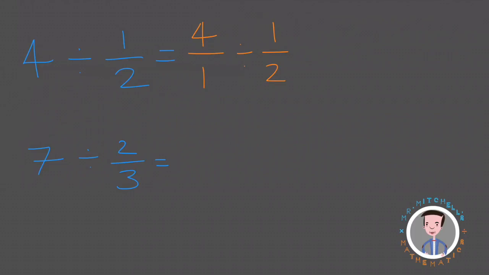And now what we do is we do 4 over 1 times, and now we flip the half, so it's 2 over 1. And this is a lot more straightforward because what we can now do is we can times the 4 times 2 and 1 times 1. This equals 8 over 1. And 8 over 1, simply put, is 8.